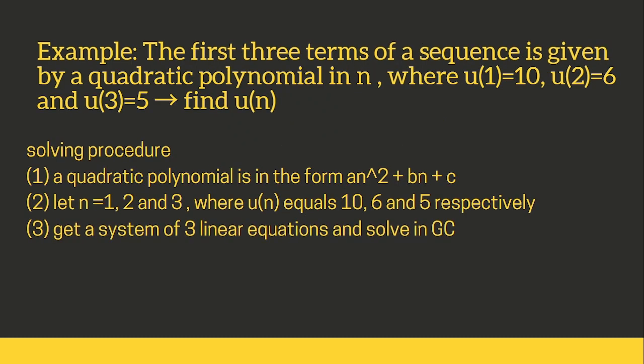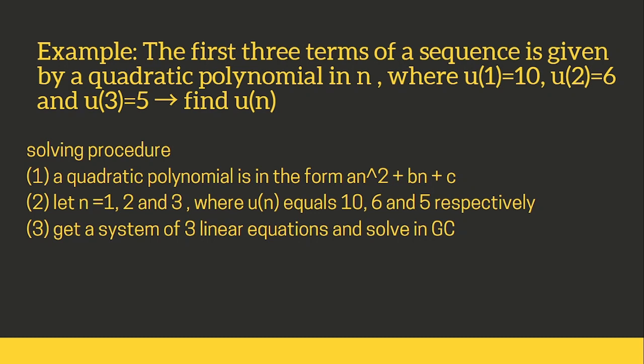An example: the first three terms of a sequence are given by a quadratic polynomial in terms of n, where the first term is 10, the second term is 6, and the third term is 5. You want to find the nth term. When they say it is a quadratic polynomial, that means it's in the form an squared plus bn plus c, like any other quadratic equation.